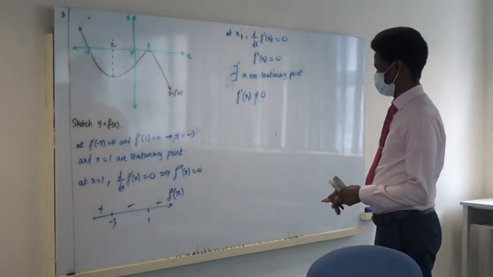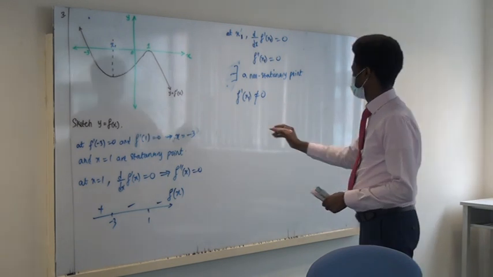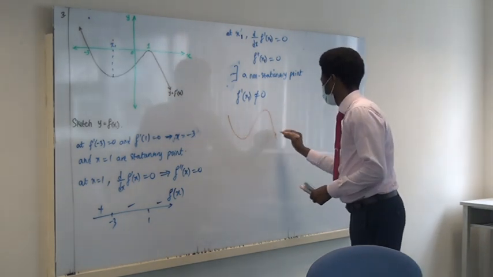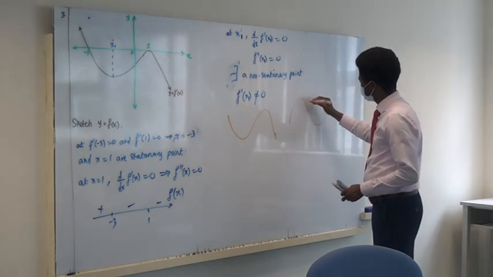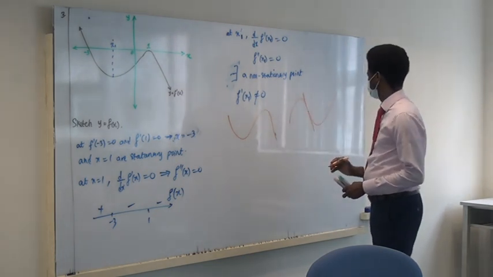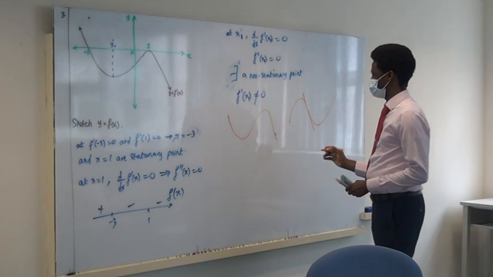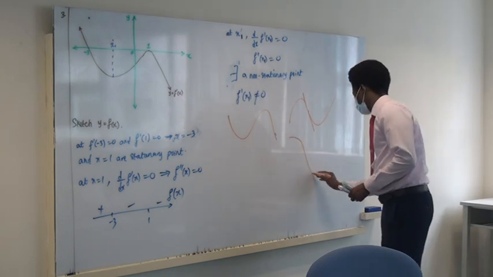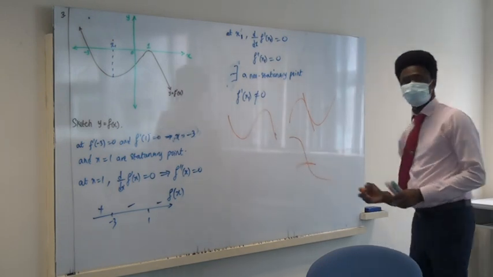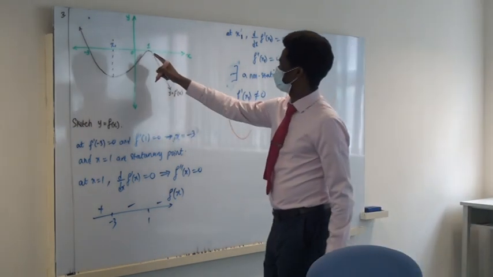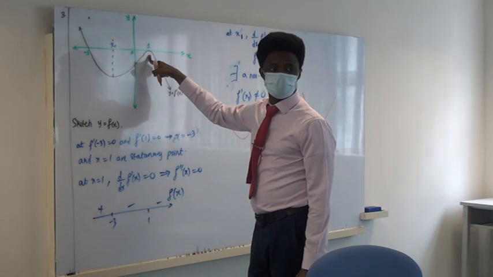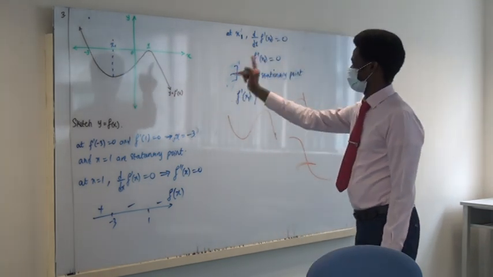Hello, talk to me. Point of inflection is where the sign changes, so you have something like this, or you could have something like that. This is a non-stationary point of inflection, but this is a stationary point of inflection, something like that. Understand? So this one is here, right? But does it come down or up?